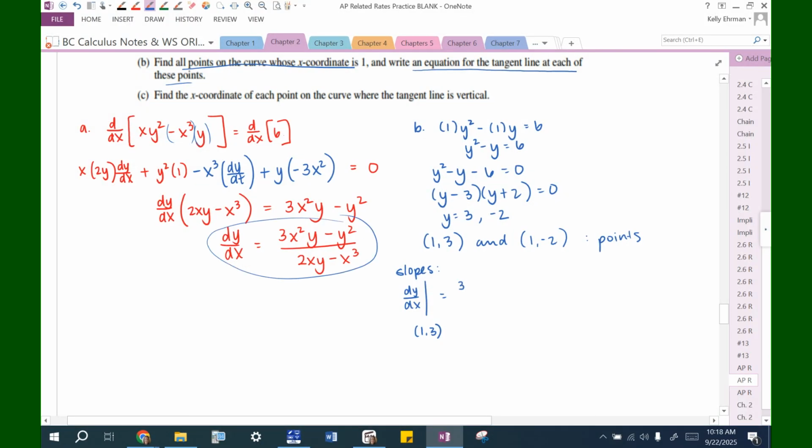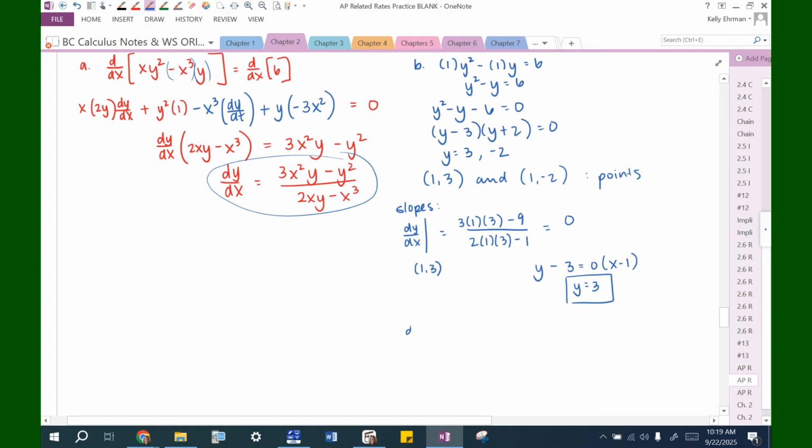So it's 3 times 1 times 3 minus 3 squared. I'm just going to write 9 actually. Over 2 times 1 times 3 minus 1 cubed, or just minus 1. 9 minus 9 is 0 over this non-zero, so this is equal to 0. So one tangent line is y minus 3 equals 0 times x minus 1, or just y equals 3. Either one of those would be acceptable.